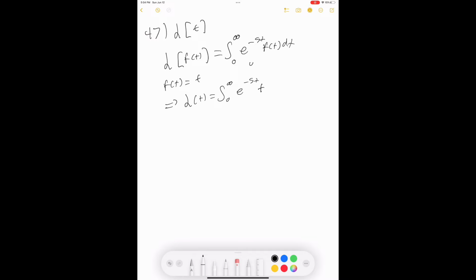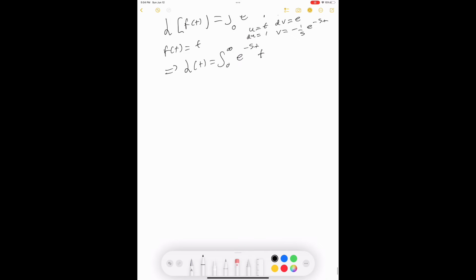So we have e to the negative st times t, u is going to be t, du is going to be 1, our dv is going to be e to the negative st, and the integral of that is going to be 1 over negative s, right, times e to the negative st. So now we're going to do integration by parts. u is t, v is negative 1 over s, e to the negative st. So it's going to be negative t over s, e to the negative st, and then from 0 to infinity, right, minus negative 1 over s times e to the negative st, or just plus what's inside the integral. All from 0 to infinity.